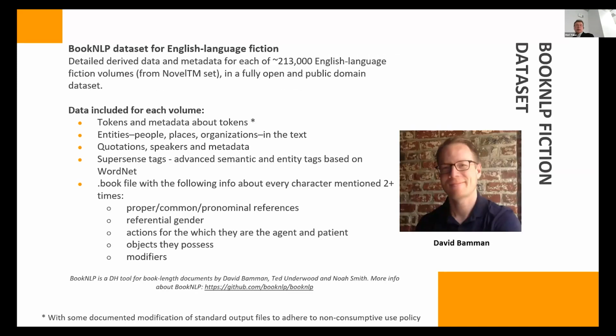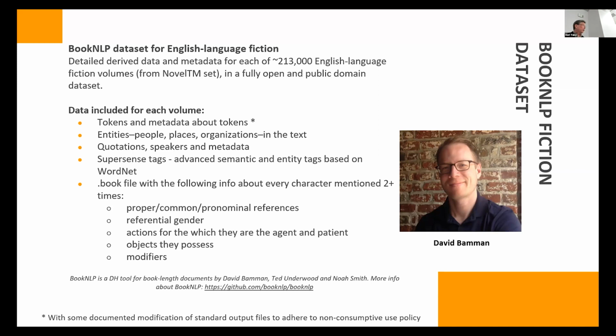Okay, we have collaborations with many other universities and scholars. This particular gentleman is Professor David Bamman, who teaches at the School of Information at UC Berkeley in California. He is really, really smart. And he's created a tool called BookNLP. So it's Book Natural Language Processing.